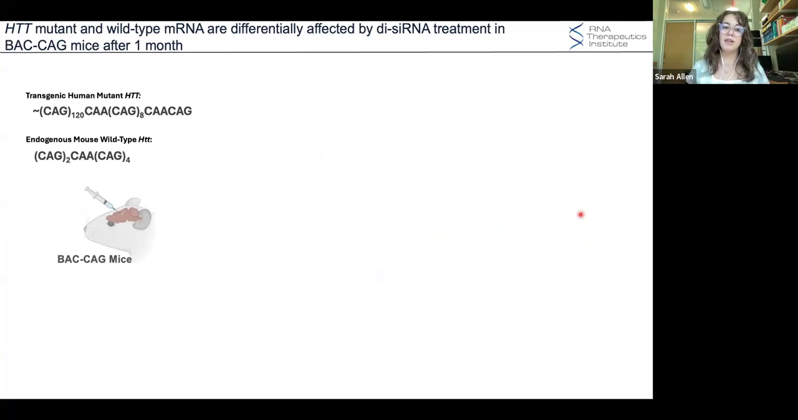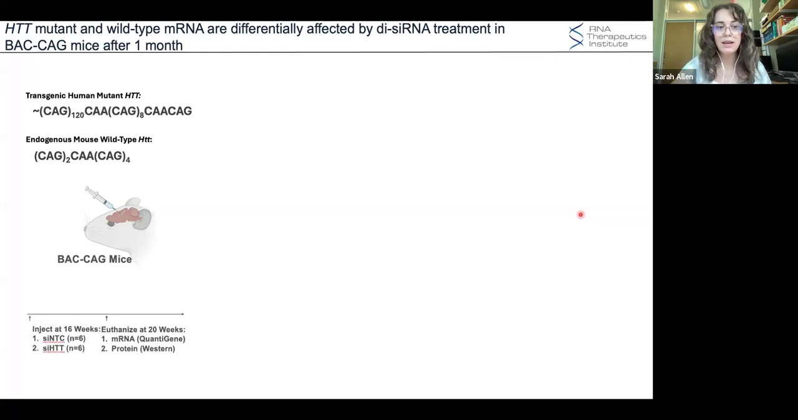The initial data we have is in the BACCAG mice. Just to remind everyone, these are the mice with over 120 uninterrupted CAG repeats. They have the human mutant transgene, and they also have their wild-type mouse Huntingtin. They were injected at 16 weeks old, and then they were euthanized at 20 weeks.